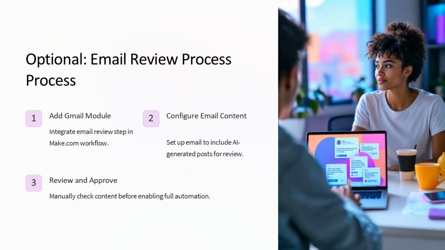If you're not ready for full automation, you can send drafts to your email for review. Add a Gmail module in Make.com to send AI-generated content to your inbox. Once you're satisfied with the prompts and results, enable full automation.